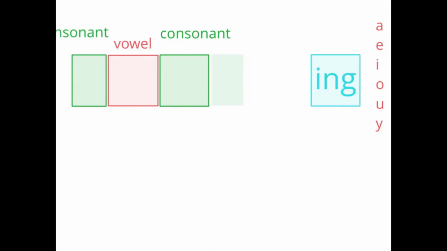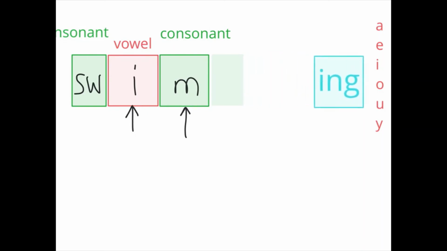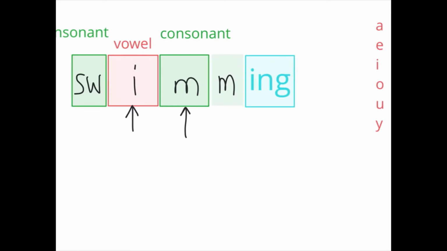Let's look at another example. We could have swim. This is a vowel, this is a consonant. We want to add ing. So we will double the final M and then add ing. Our question is, how do we know whether or not we need to double this final consonant.